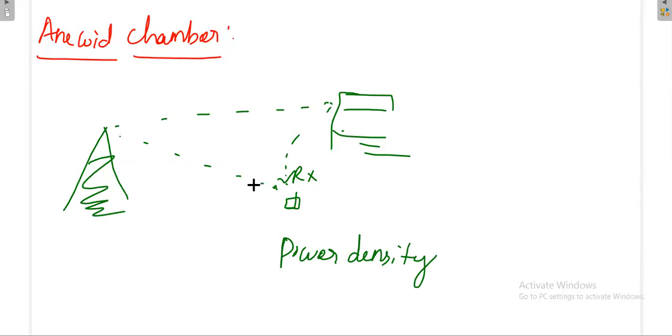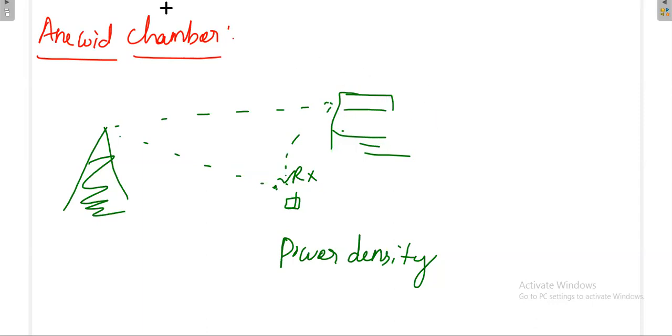Once reflection is there, you cannot do any measurement, because the signal may add up or may cancel your signal. Nobody knows. It all depends on the phase difference between the direct path and the indirect path. That's why whenever you do a measurement, you really need a free space.